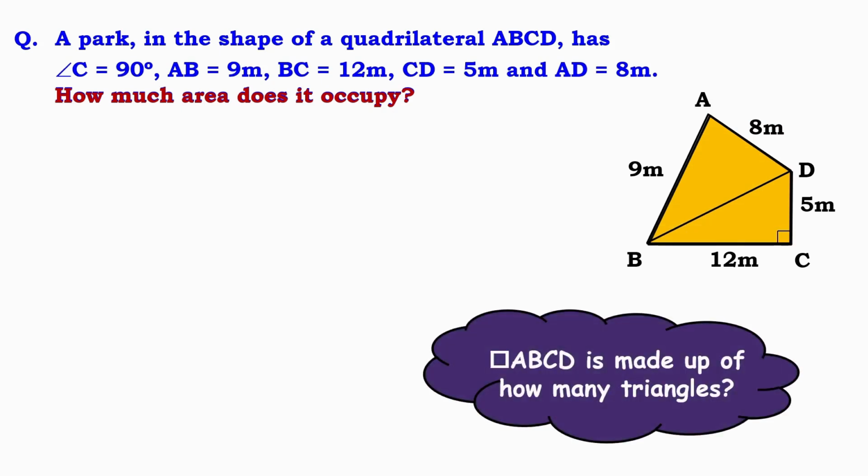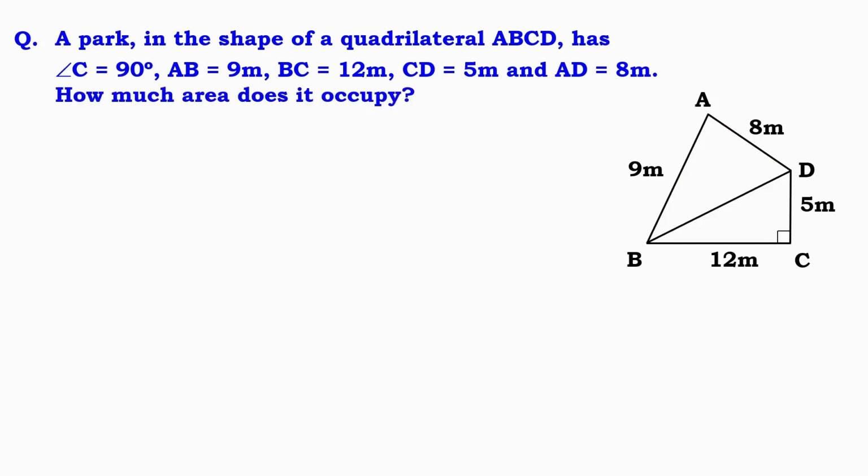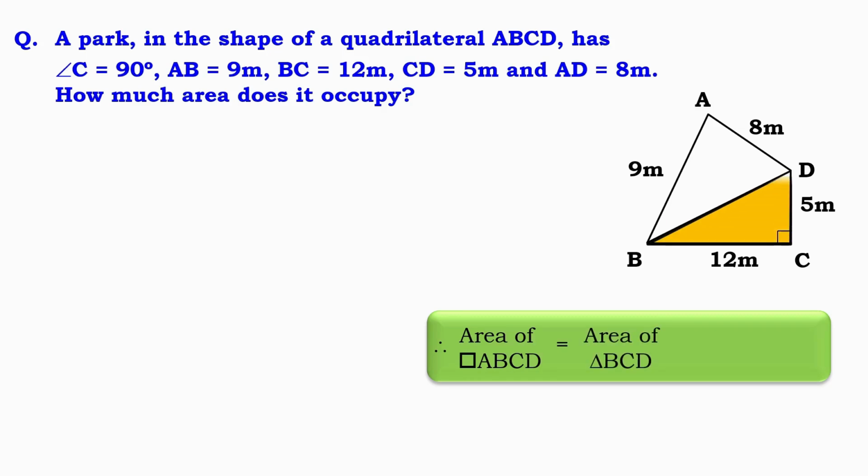So quadrilateral ABCD is made up of how many triangles? First we need to check how many triangles there are within this quadrilateral. So there are two triangles. If we can find the area of these two triangles and then add them up, we will get the area of the entire quadrilateral. The triangles are triangle BCD and triangle ABD. So what we found is that the area of quadrilateral ABCD is equal to the area of triangle BCD plus the area of triangle ABD.